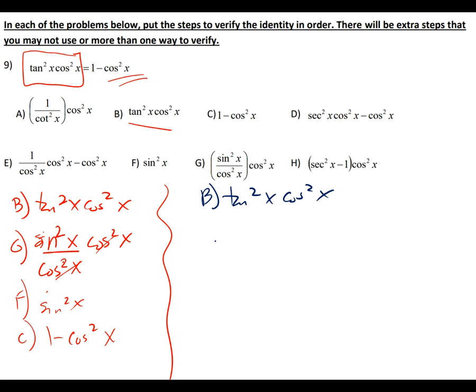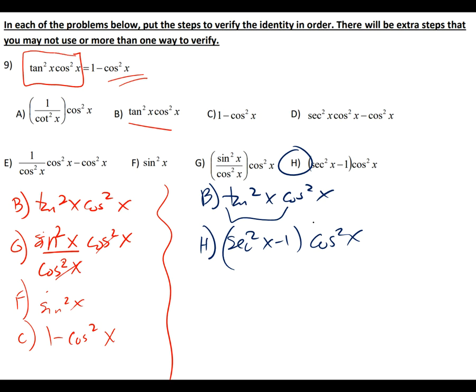Now, I could go to Pythagorean identities, couldn't I? So look up there, what's another name for tangent squared? Secant squared x minus 1. Is that one of our choices? Yes, which one? It's H. Okay, so let's go there. So we've got H. And basically, it's an open-ended question, so you got to type it in. So you type in the answer BGFC, right? Or BH, whatever this one is.